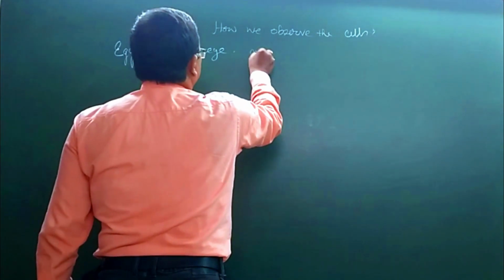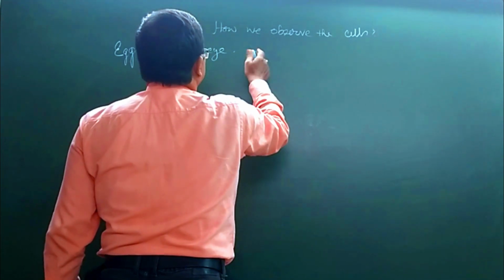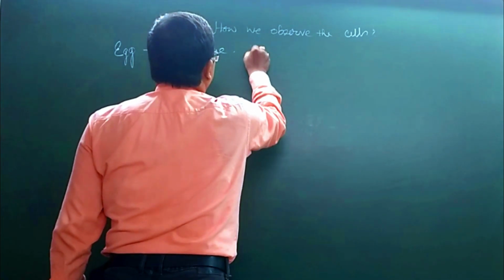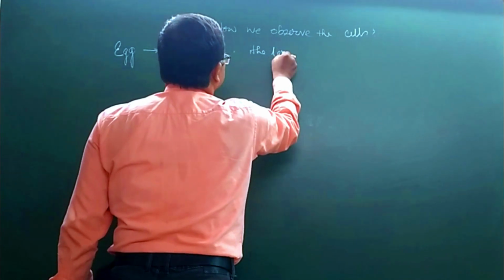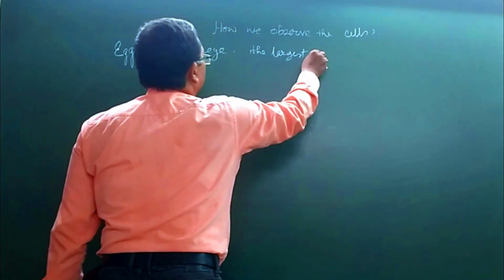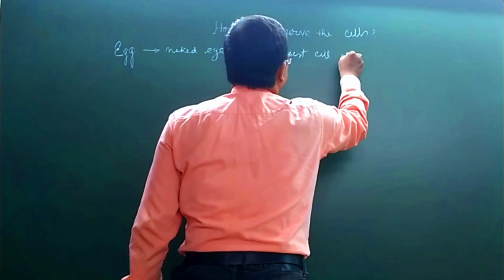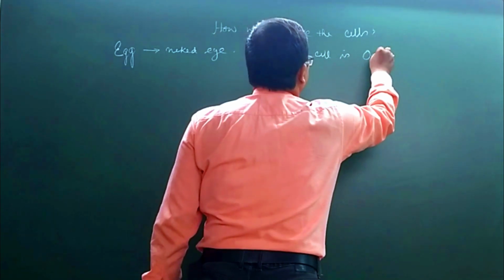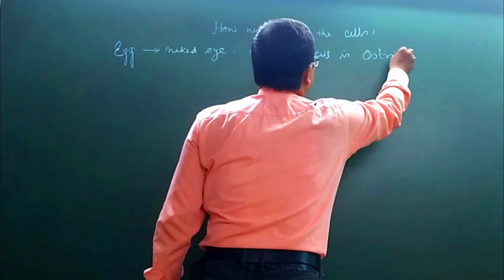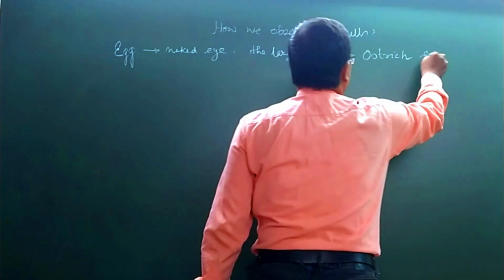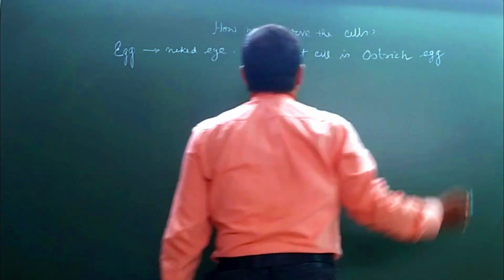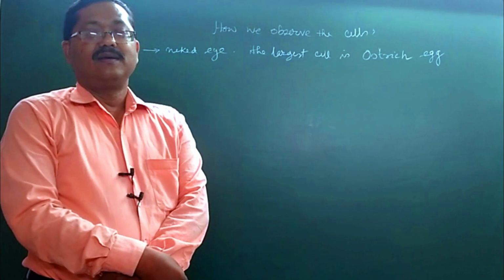The largest cell is the ostrich, Struthio, egg. It can be seen by naked eye.